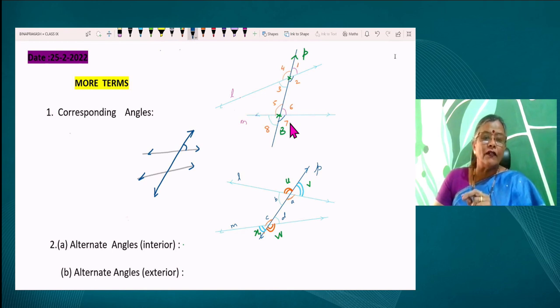Angles so formed, this particular angle, just see the pattern we have. This is the line which is intersecting, so this arm is extended. That's the arm that we'll have to take, and the two other lines form an angle. So these angles are known as corresponding angles. This is one pair of corresponding angles. I'll repeat once again.